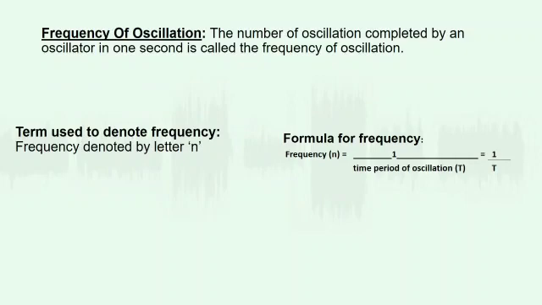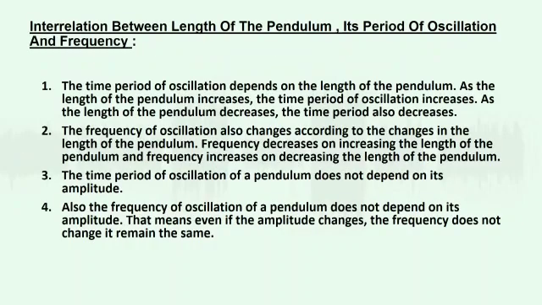What is frequency of oscillation? The number of oscillations completed by an oscillator in 1 second is called the frequency of oscillation. Thus, consider an oscillator completes 20 oscillations in 1 second, then the frequency of the oscillator is 20 Hz. The term used for frequency is N. The formula is frequency equals 1 upon time period of oscillation, that is 1 upon T. For example, frequency of 1 Hz means 1 oscillation in 1 second. Frequency of 100 Hz means there are 100 oscillations in 1 second.